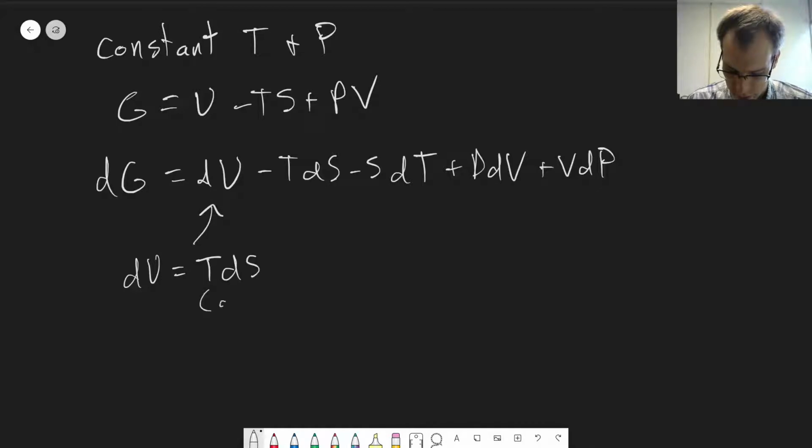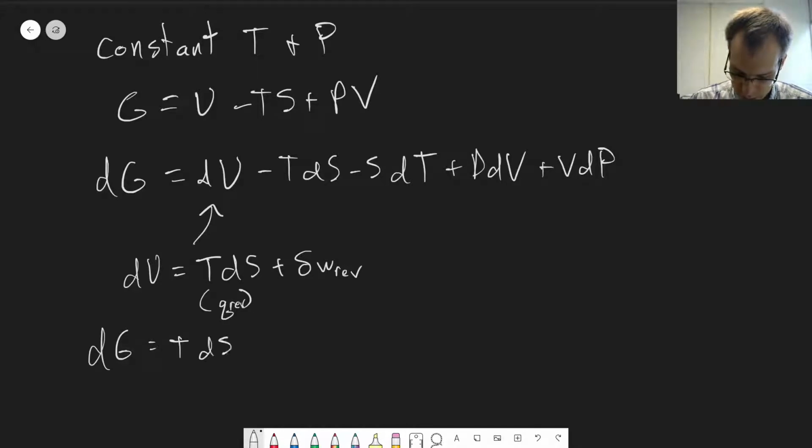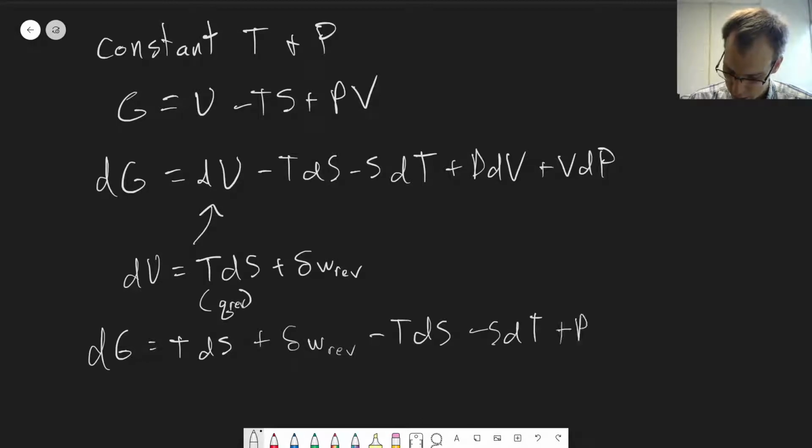that's Q reversible, plus the reversible work. Right, so we can go ahead and make that substitution. dG is equal to TdS plus dW reversible minus TdS minus SdT plus PdV plus VdP.